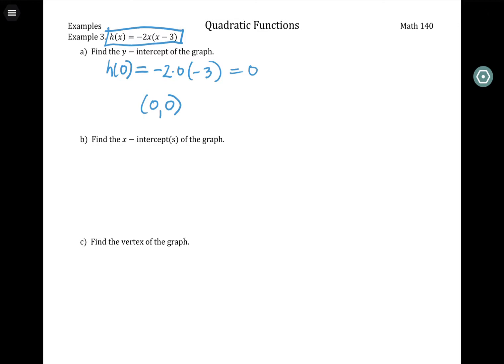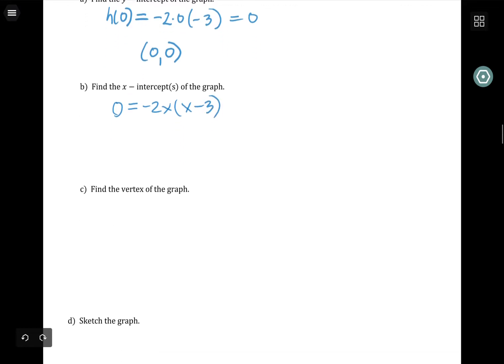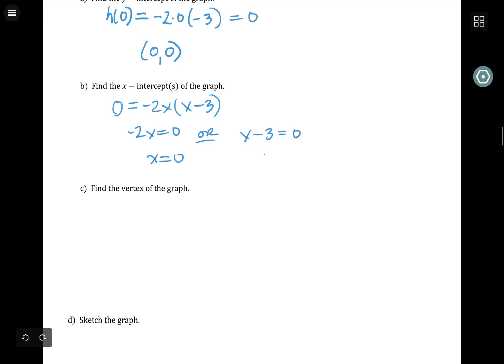So this graph happens to cross through the origin, which means its y-intercept is also one of its x-intercepts, which is totally legal. So remember that when you have this negative 2x as a factor, it contributes an x-intercept as well. To find the x-intercepts, we let y equal 0. So we're going to say, okay, this is what we're looking at. So either negative 2x has to equal 0 or x minus 3 has to equal 0, which means either x equals 0, which we've already found, or x equals 3. So our x-intercepts are at (0, 0) and (3, 0).